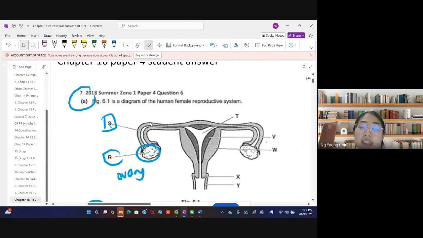And then how about T? T is the uterus. Okay, it's because you can see that T is being surrounded by this one, the uterine lining. So these uterine linings must be very thick and very highly vascularized, for the implantation of the embryo.